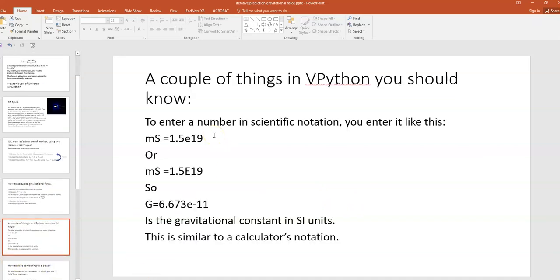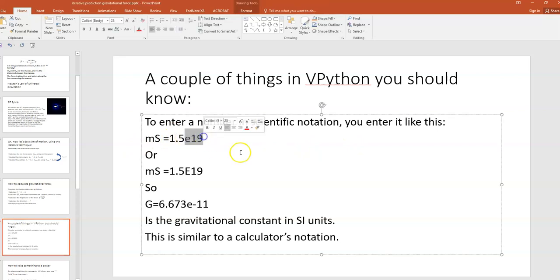Now, a couple of things. If you're going to enter a number in scientific notation in VPython, you use a notation similar to what you might find in Excel or maybe your calculator. Here, for example, I'm going to call the mass of Sylvia little m big S, right? That's Sylvia's mass. And remember, that was 1.5 times 10 to the 19th kilograms. And so we let e19 symbolize times 10 to the 19th.